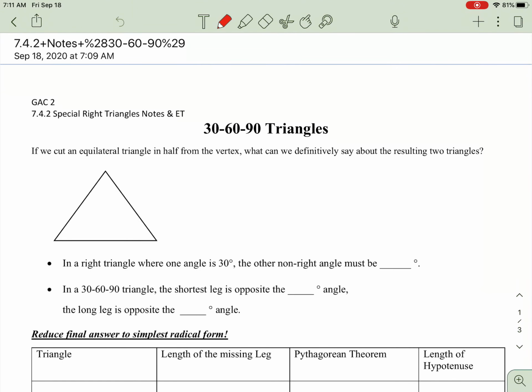Okay, so yesterday we talked about 45, 45, 90 triangles. Today we're going to talk about 30, 60, 90 triangles. So at this point, we're in the second half of Unit 7. We'll have a test on October 1st and October 2nd. End of the 9 weeks is October 14th.